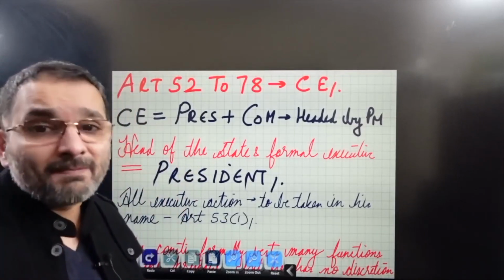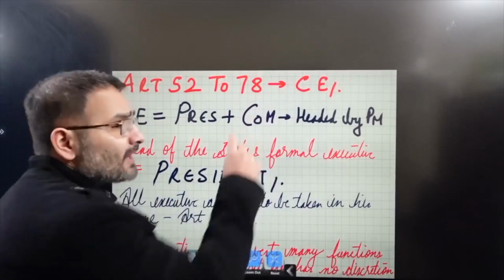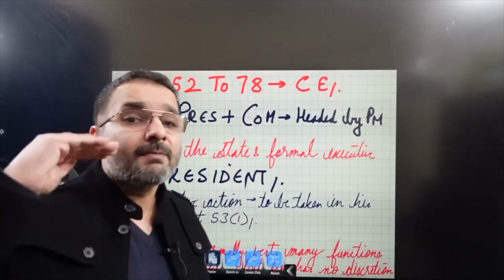All right, so the central executive comprises of the President and the Council of Ministers, and the Council of Ministers is headed by the Prime Minister. So is the Prime Minister a part of the Council of Ministers? Yes, he's also a minister, but he's the prime most.